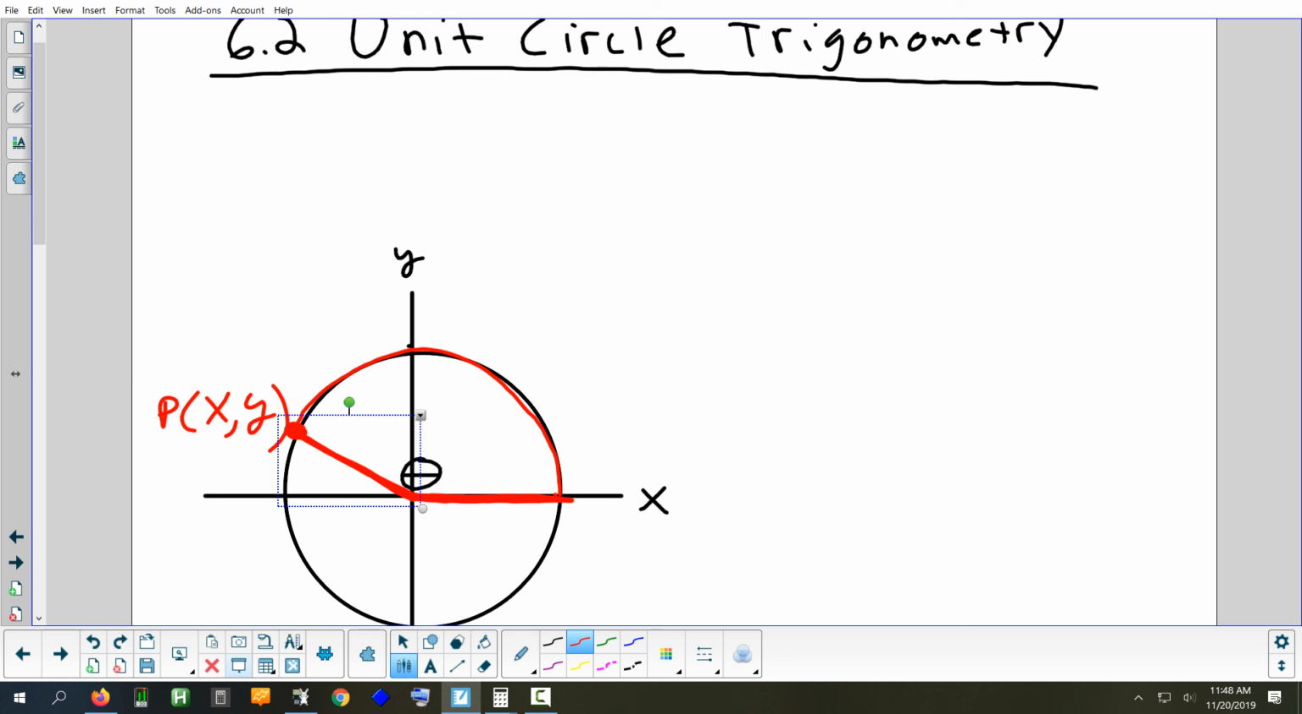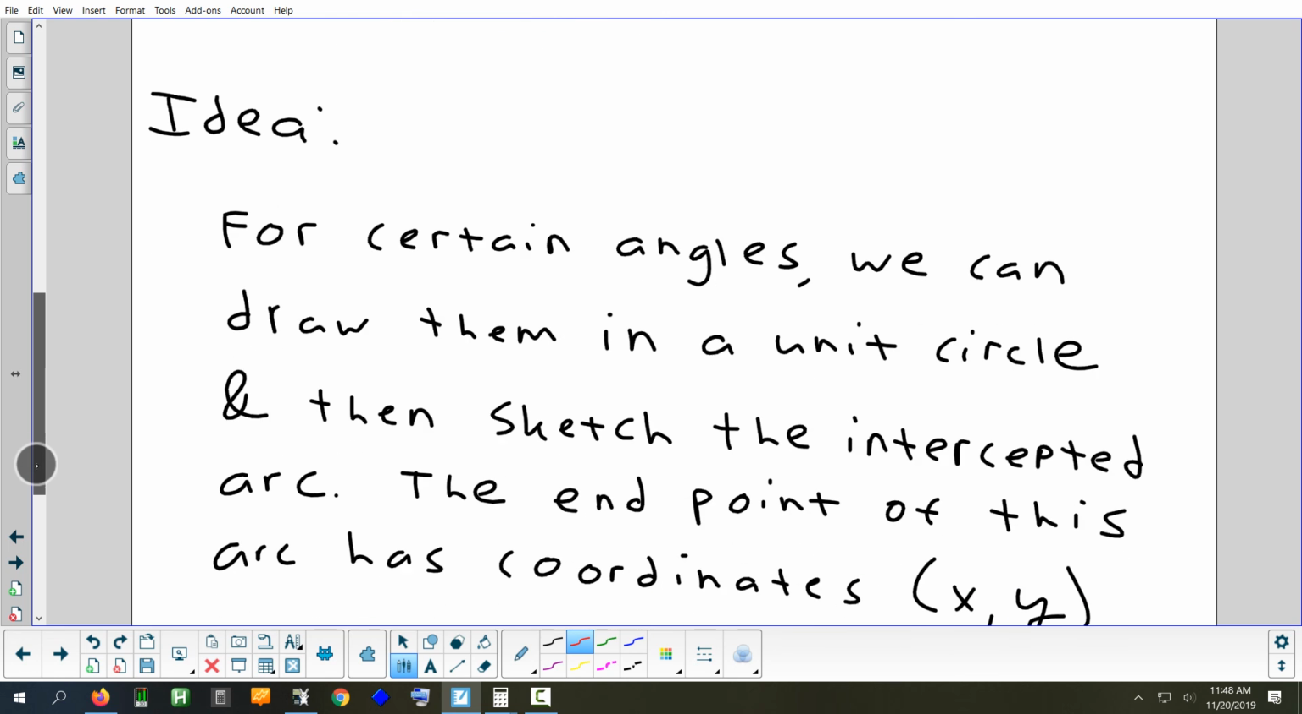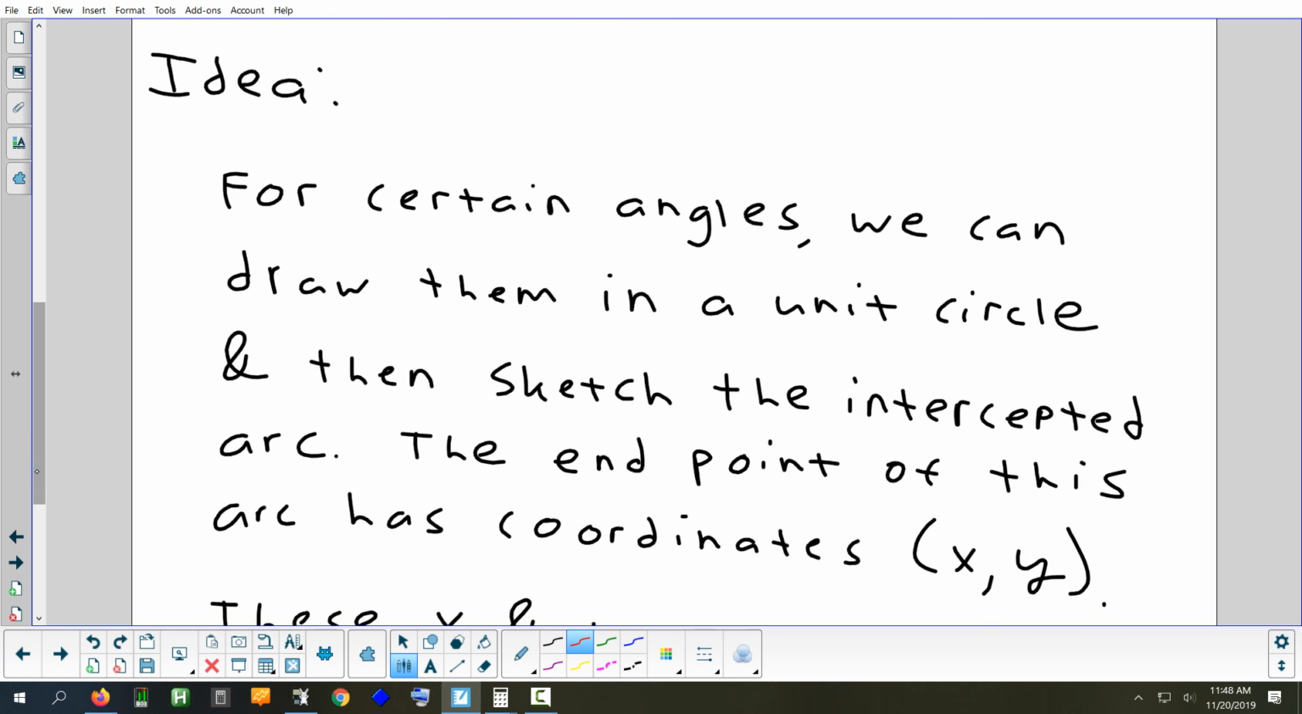Now, that's easy to do for certain angles. In fact, when we do unit circle trig, we can only easily find the coordinate if this angle right here is a multiple of 30 or 45. If I gave you an angle that was like 53.7 degrees, we can't do unit circle trig with that. It's going to be way too hard to figure out this coordinate. So we're only going to figure it out if it's a multiple of 30 or 45. But that's the goal.